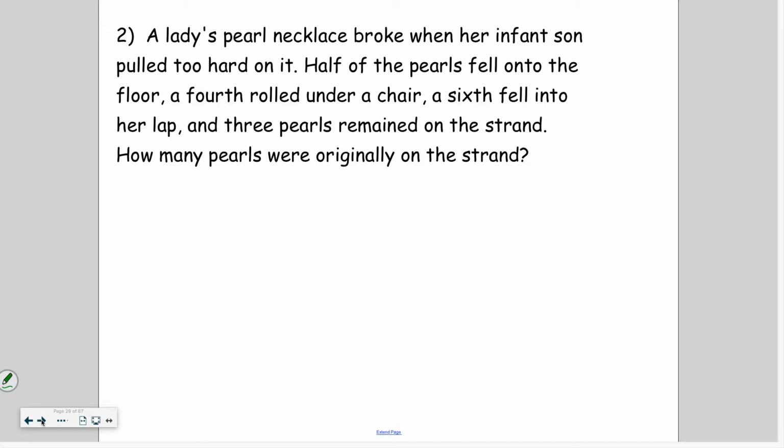So, a lady's pearl necklace broke when her infant son pulled too hard on it. Half of her pearls. So 1x over 2, so half of her pearls fell on the floor. A fourth rolled under the chair. A sixth fell into her lap. And 3 pearls remained on the strand. How many were there originally? We don't know. Let's go ahead and make these into a fraction. If I add all of these, it'll let me know.